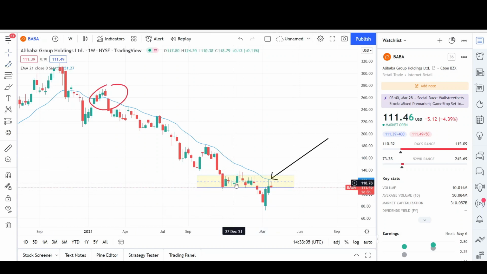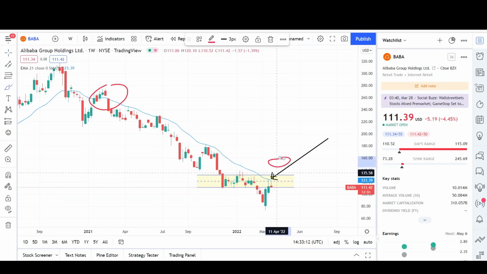We were consolidating for several months. We had a failed break lower, which could lead to a failed breakout on the top side or a breakout on the top side. So we're finding temporary resistance at the EMA, but I'm anticipating a pullback before higher prices. So that's everything I have for BABA.